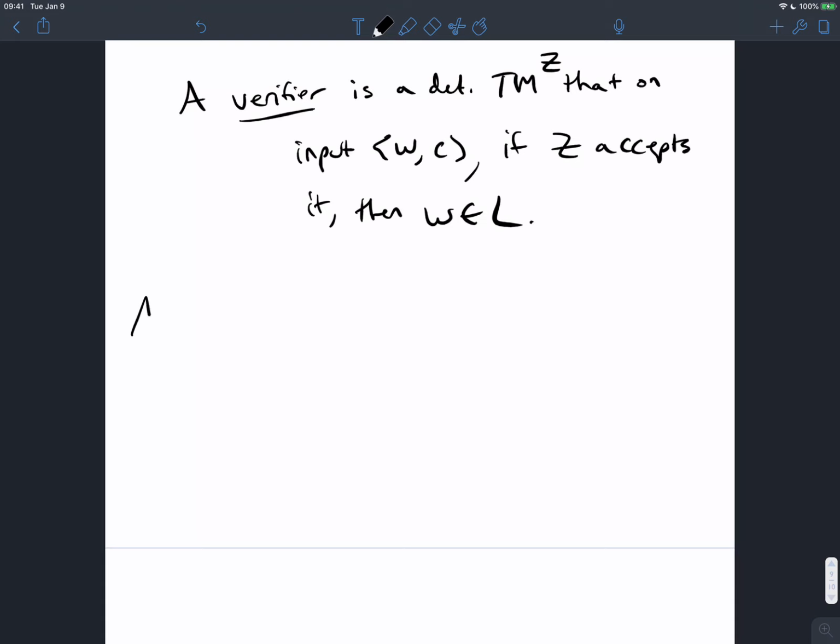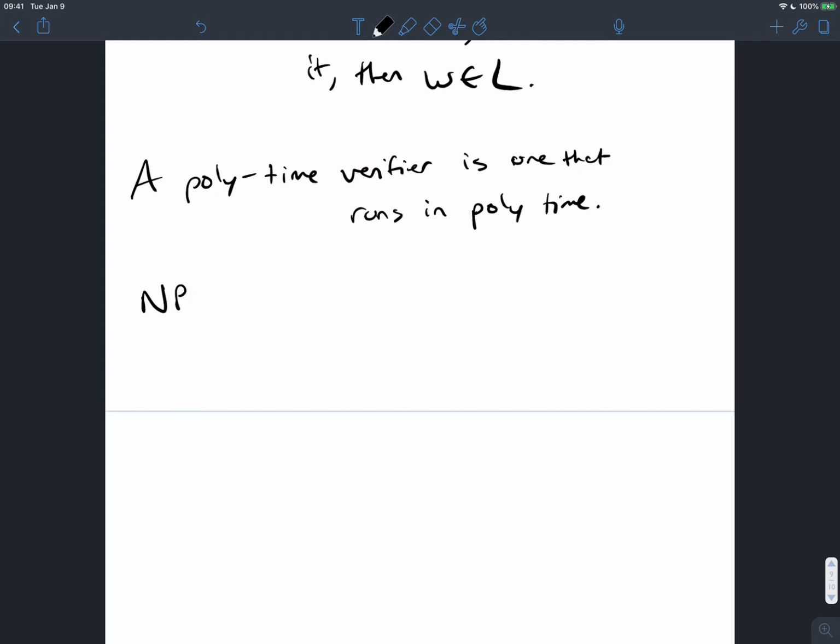Okay, and then of course, I'm not going to write polynomial because I hate writing the whole word. So I'm going to say a polytime verifier is one that runs in polynomial time. So it's pretty straightforward. And NP here is the set of languages with polytime verifiers. Like the primes problem, that's actually not in NP.